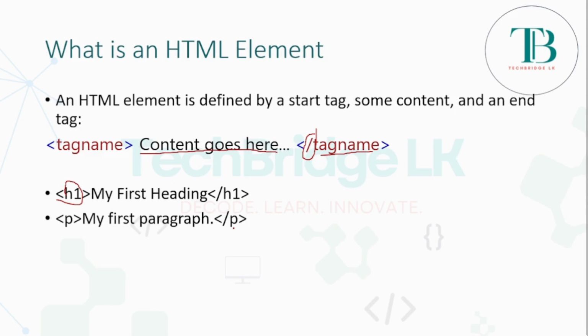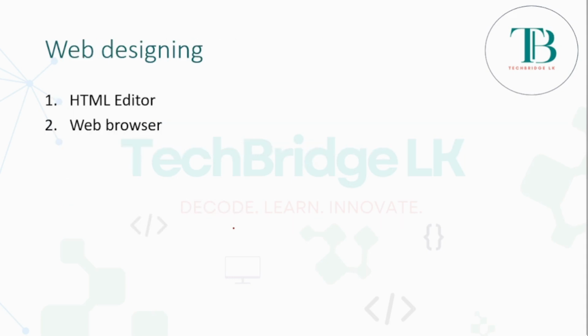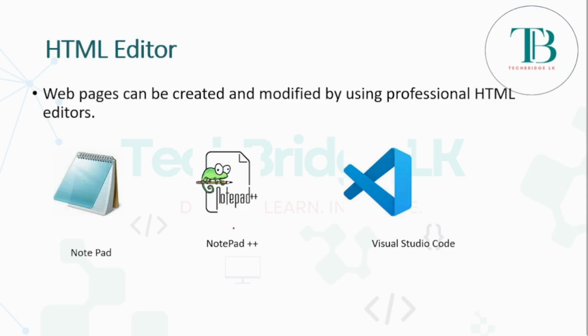As we already discussed, by using a list or series of HTML elements, we can create HTML pages. In web designing, there are two applications we need to involve. The first one is the HTML editor. As a web designer or web developer, we need to use an HTML editor. And the second thing is the web browser. Initially we will discuss what an HTML editor is.